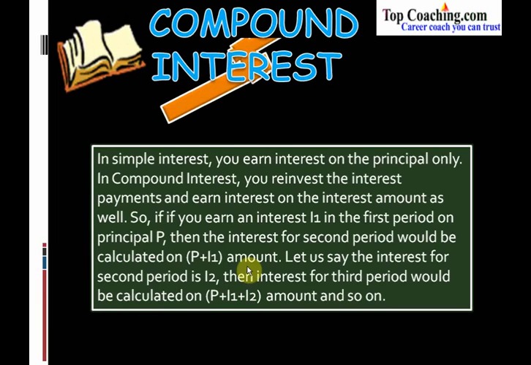In simple interest, the principal remains the same. It is the initial amount that is deposited or borrowed. But in compound interest, the interest amount along with the principal becomes the principal amount for the next time period for which interest has to be calculated. Thus the principal keeps on changing.